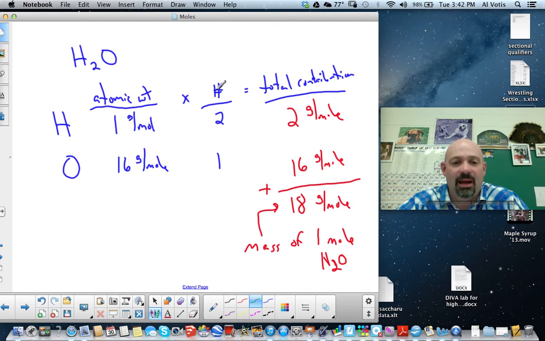I multiply that by how many atoms are in my formula. There's 2 hydrogens, there's 1 oxygen. And that gives a total contribution from each element. So 1 times 2 is 2, 16 times 1 is 16. I add 2 and 16 together to get 18 grams per mole. And that tells me that 1 mole of water, 6.02 times 10 to the 23rd molecules of water, is going to weigh 18 grams. Okay, important number because that's what we're going to compare to other substances.